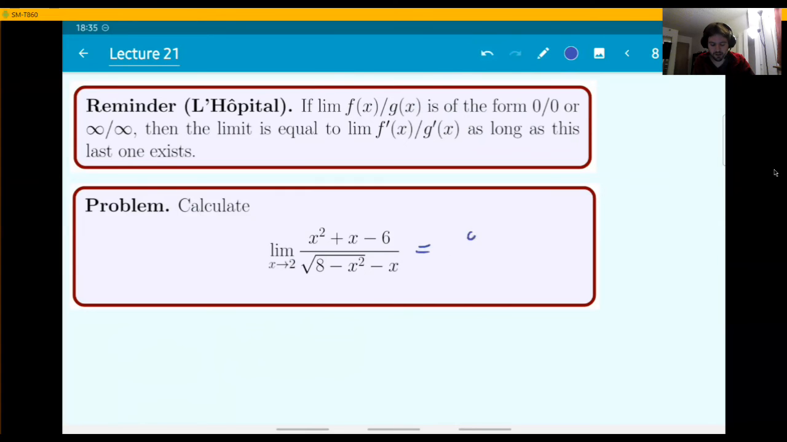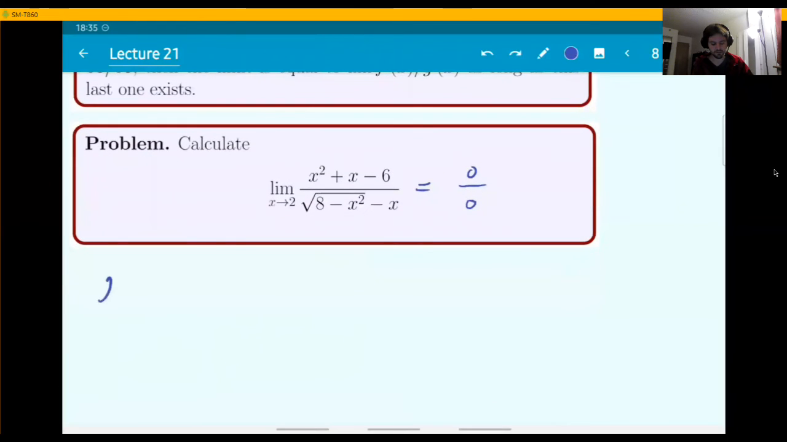First of all, check that it is 0 over 0. Plug in x equals 2 in both numerator and denominator. You're going to see they're both 0, so it's 0 over 0. So you know that you can do L'Hopital. So let's do L'Hopital here. Remember, L'Hopital does not mean taking the derivative of the whole quotient. That's not what you do because that would be quotient rule. It's complicated. We don't do that. It's just the derivative of each one separately.